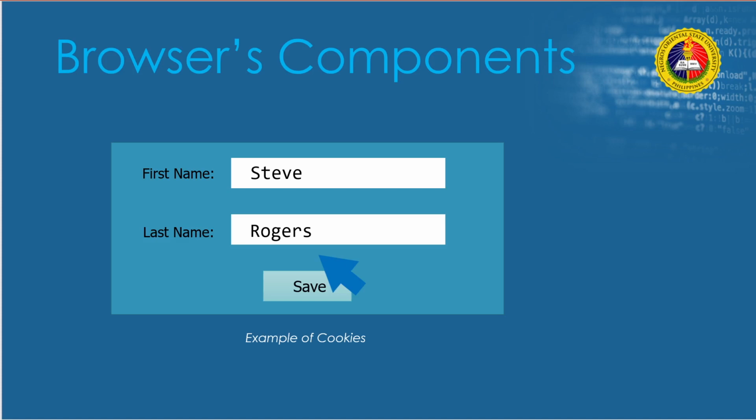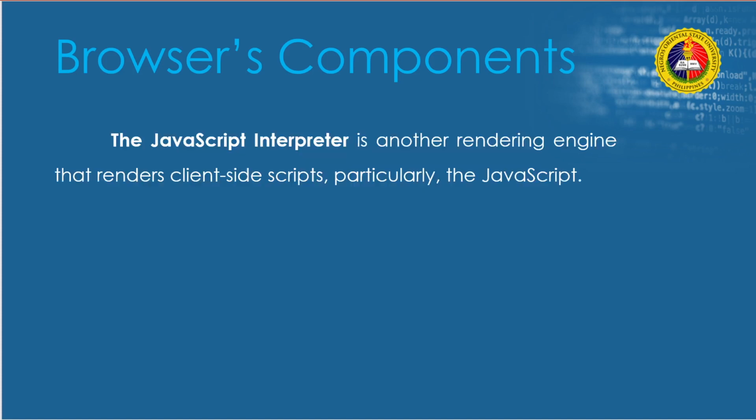So basically, these are the data components of a web browser. And then, I guess this would be the last, the JavaScript interpreter. JavaScript interpreter is another rendering engine that renders client-side scripts, particularly the JavaScript. So we already know that browsers can only render HTML, CSS, and JavaScript. Those are what they can render in our web browser.